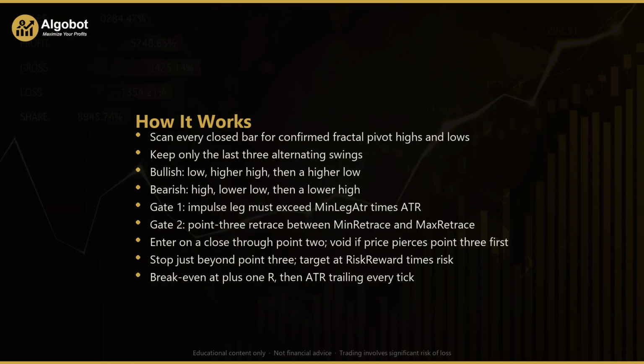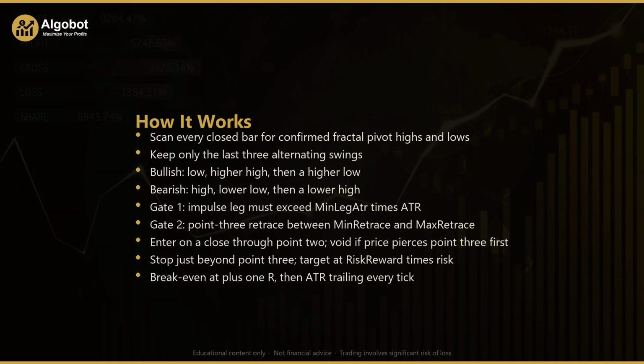Before it commits to anything, the strategy applies 2 quality gates. The impulse leg from point 1 to point 2 must be at least as large as the minimum leg setting multiplied by the ATR, so it ignores tiny, meaningless wiggles. Then the pullback into point 3 must retrace a healthy fraction of that leg, by default between 30 and 85%. A retrace that's too shallow, or one that almost fully erases the move, is rejected.